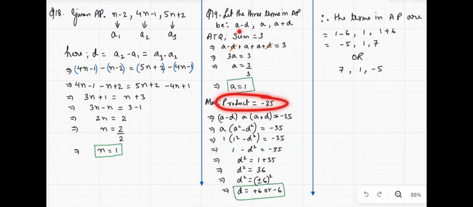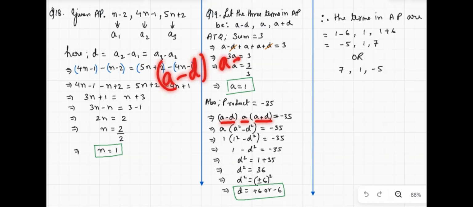Also given that the product of these 3 numbers is equal to minus 35. Here we have A minus D, the first term, multiplied by A, multiplied by A plus D. A minus D multiplied by A plus D will be equal to A square minus D square. So A multiplied by A square minus D square will be equal to minus 35. Replacing the value of A, we have 1 times 1 square minus D square equal to minus 35, or 1 minus D square equal to minus 35. Now D square will be equal to 1 plus 35, that is D square equal to 36, or D equal to plus or minus 6.